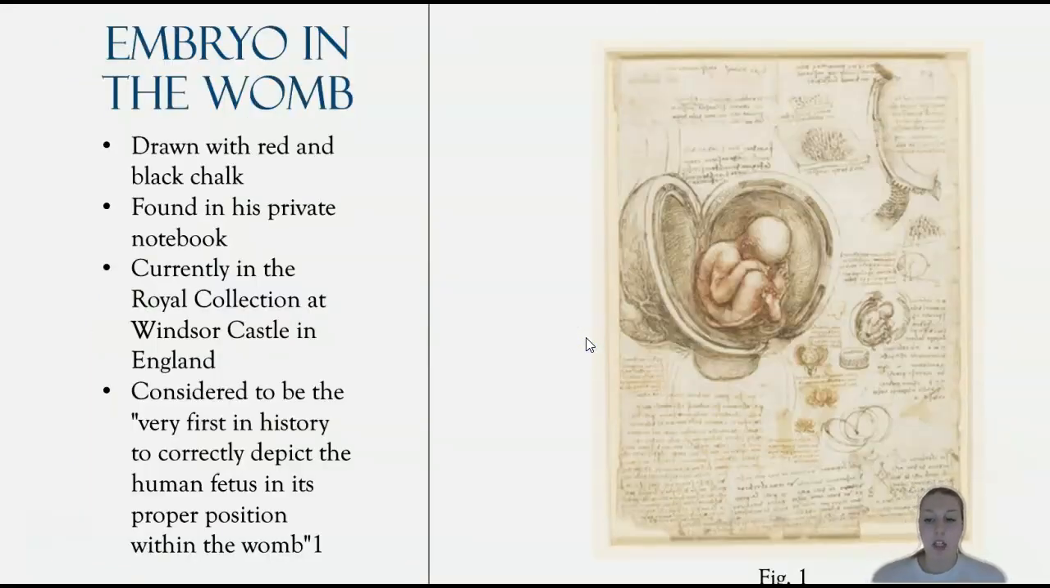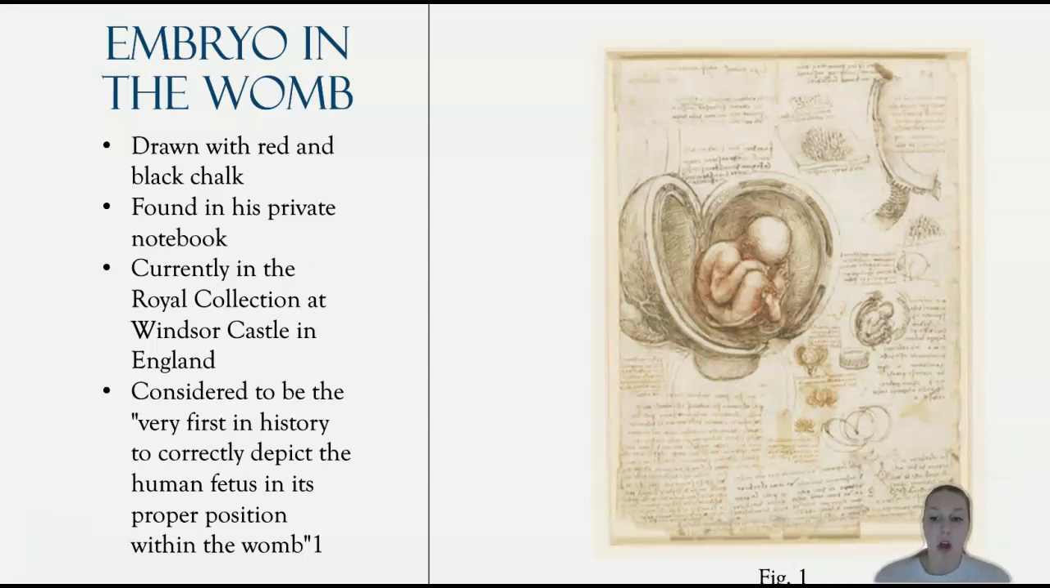And one of these sketches was called Embryo in the Womb. He used his studies in dissection to sketch what is considered to be the very first in history to correctly depict the human fetus in its proper position within the womb.